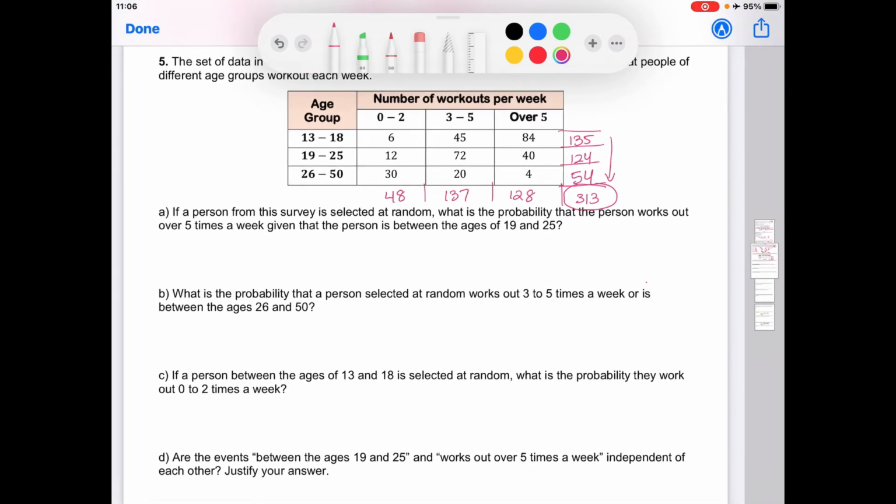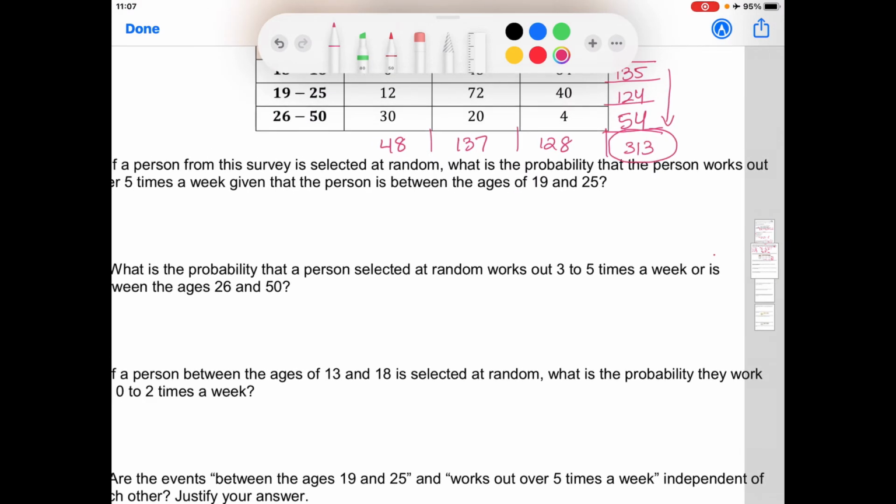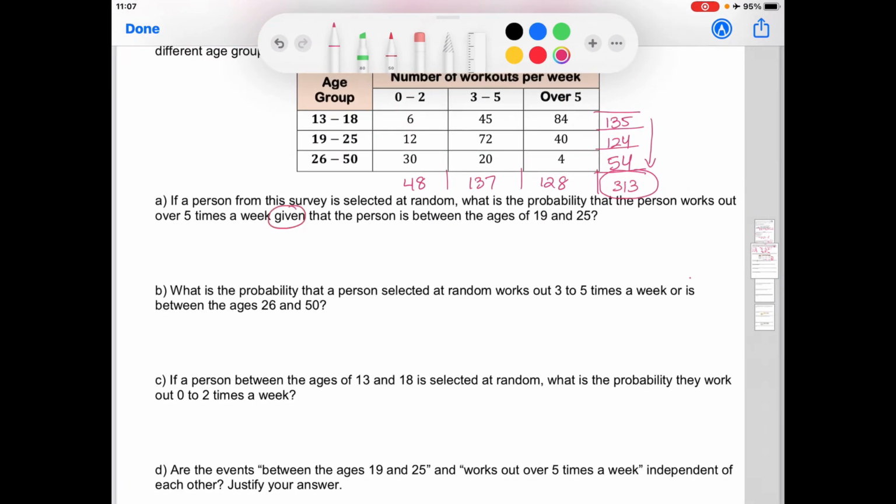So now it's saying if a person from the survey is selected at random, what's the probability that they work out over 5 times a week given the person is in the ages of 19 to 25. So basically I'm looking for how many people are working out over 5 times, and the keyword here is what? Given. So let's write this down. Probability of over 5 times, I'm going to write over 5 or greater than 5, given they are in the age group of 19 to 25.